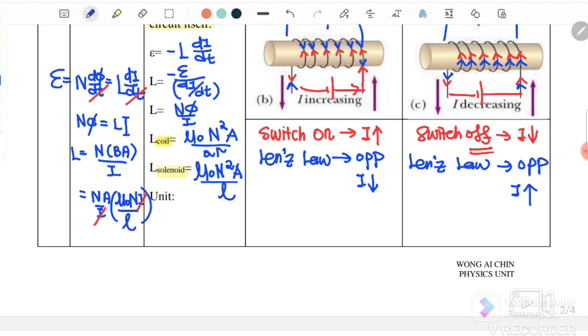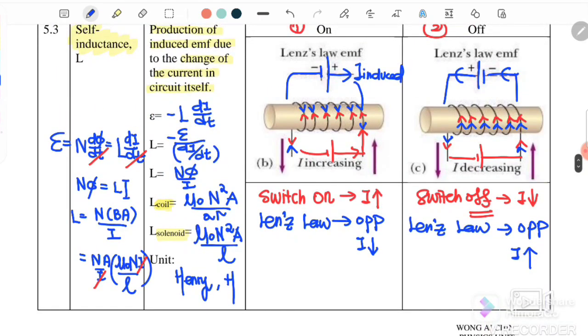The unit for self-inductance is Henry, or we can use capital H. So this is self-inductance. It will produce EMF because there is a changing of the current in the circuit itself.